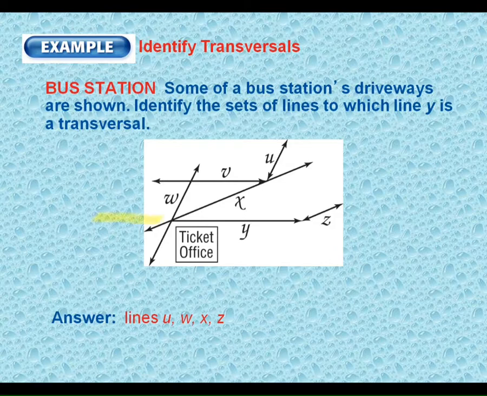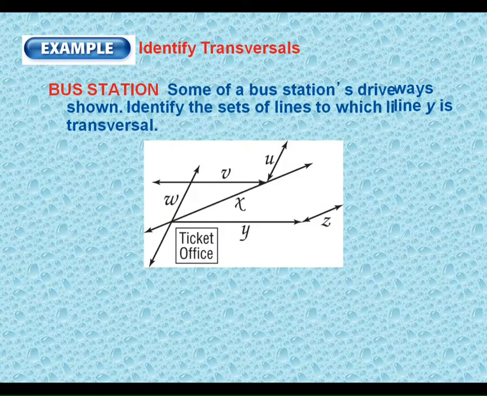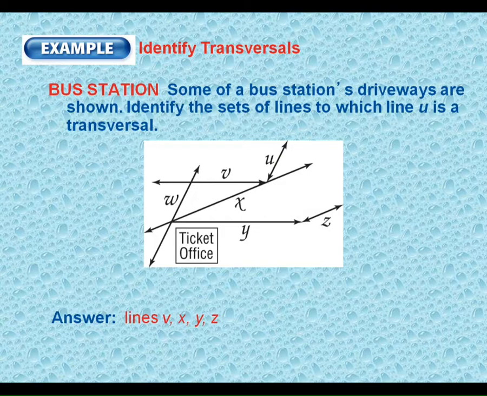And for example here, identify the sets of lines to which Y is a transversal. So Y is right here. We would say that would be U, W, and Z. Same thing because it's parallel to V. And X. Sorry, I forgot X. I keep forgetting that one. Parallel, it is a transversal to those lines. Same thing to which U is a transversal. We would say that's V, X, Y, and Z. Okay. Because if you extend them forever, they would intersect.